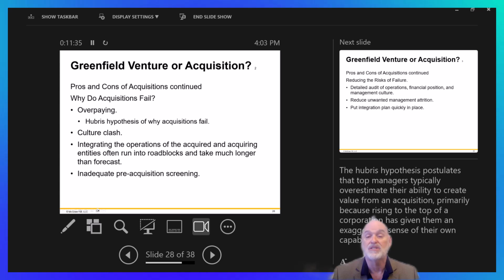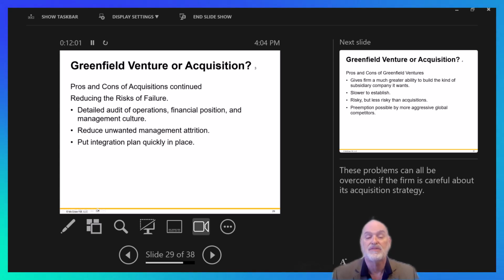Why do acquisitions fail? Well, here are some reasons. Overpaying. Hubris hypothesis of why acquisitions fail. Culture clash. Integrating the operations of the acquired and acquiring entities often runs into roadblocks and takes much longer than forecast. Also, inadequate pre-acquisition screening.